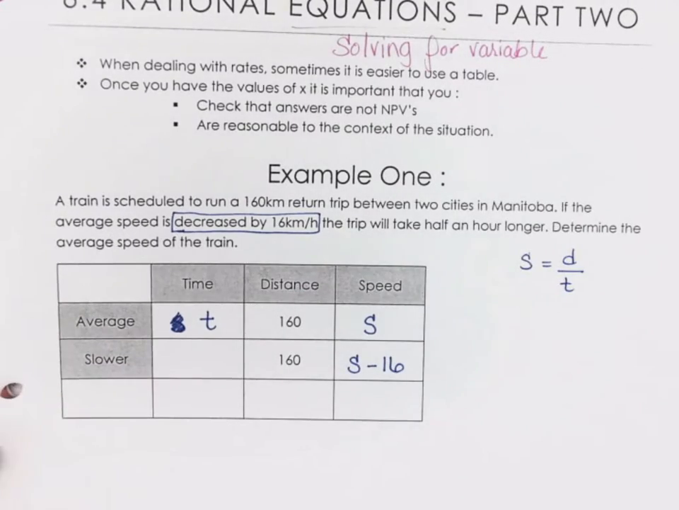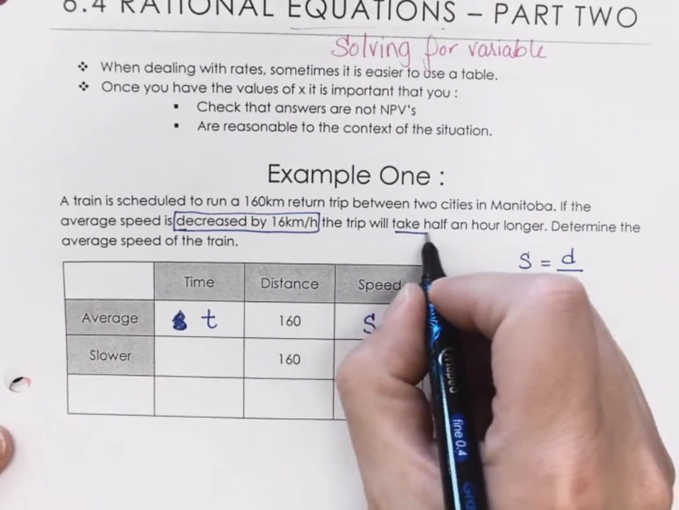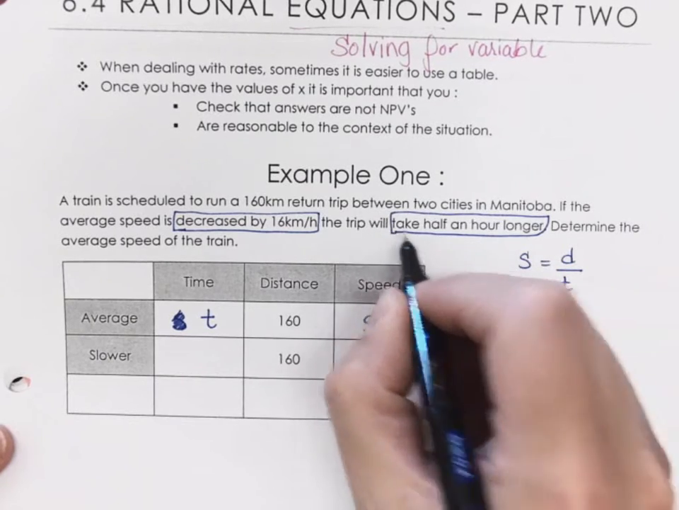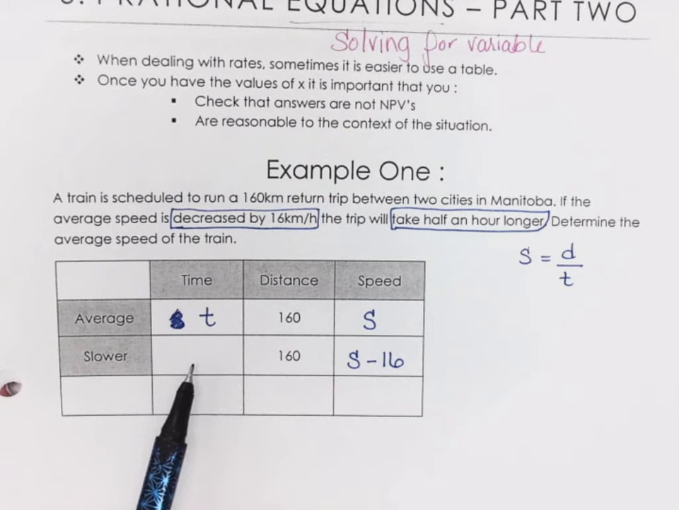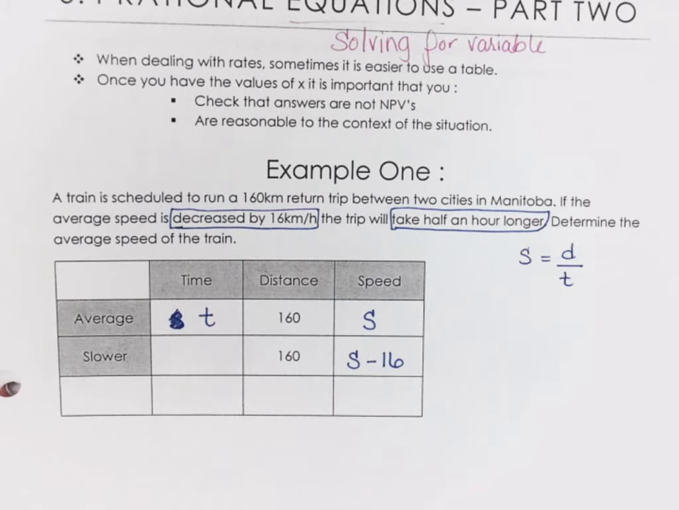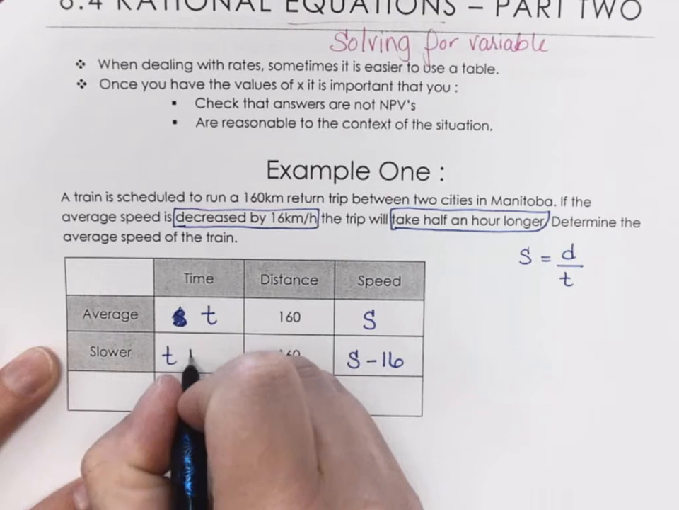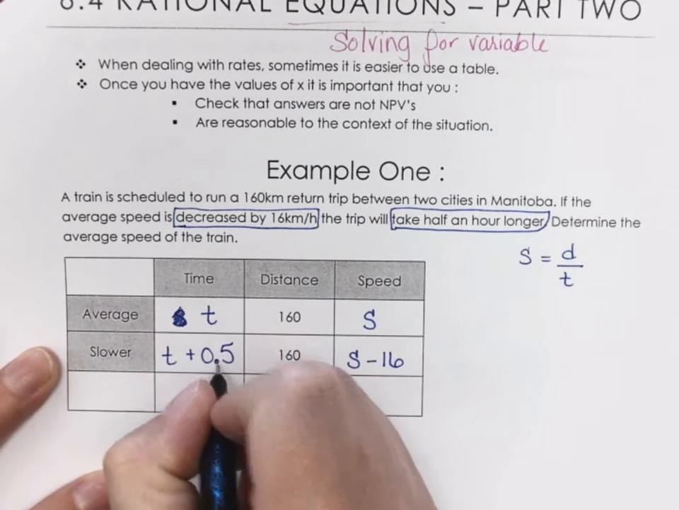All right. Now it says the trip will take half an hour longer when I'm traveling at the slower speed. So what expression am I going to put in here? Plus 30. What are my units of measure for this? Hours. So am I adding 30 hours onto it? How many hours am I adding? Half an hour, so 0.5. That's kind of a tricky thing too, that we have to pay attention to units of measure.